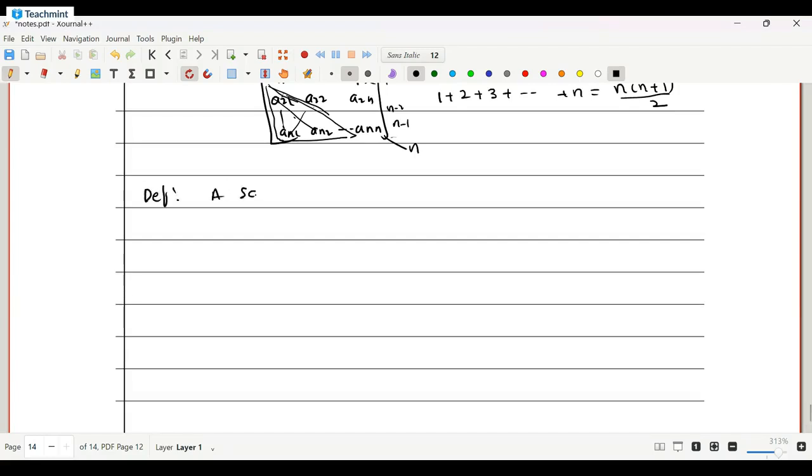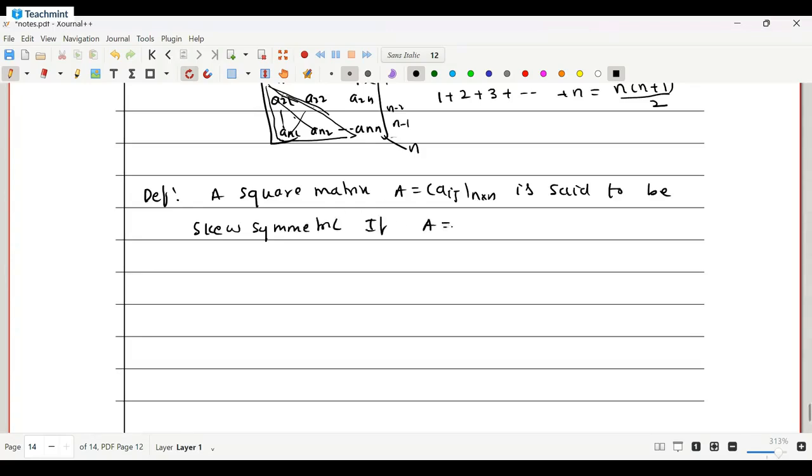A square matrix A = [aij] of n by n is said to be skew symmetric if A is equal to minus of A transpose. If A is equal to minus of A transpose, that means aij is equal to minus of aji. This is true for every i, j.